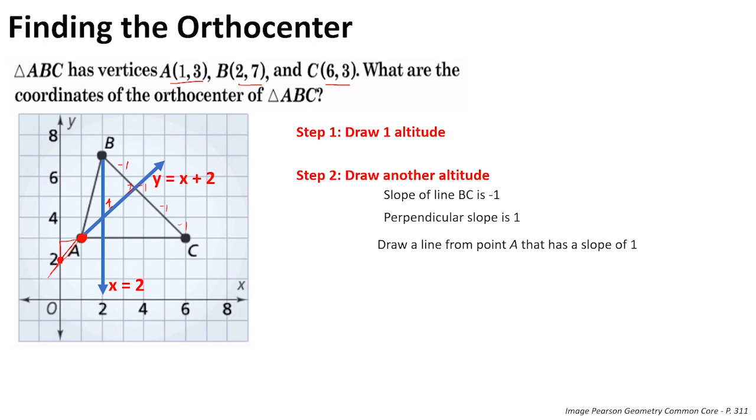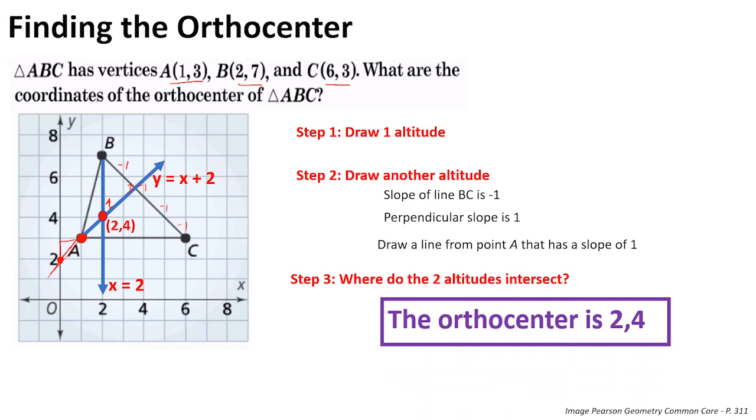And so the last thing we want to do is just simply find where those two lines intersect. So where do the two altitudes intersect? They intersect at this point here, and that is the ordered pair (2, 4). Therefore, the orthocenter is (2, 4).